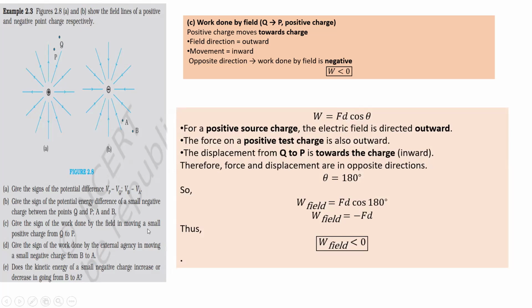But in the question, it is giving the positive charge from Q to P. Movement is from Q to P. I repeat, force is outward, movement is inward. What is the angle now? Angle theta becomes 180 degrees. Therefore, work done becomes FD cos 180. Cos 180 value is -1. Work done is negative. This implies work done is less than 0. But you should be very careful. You have to read the question properly. Question is work done by the field.